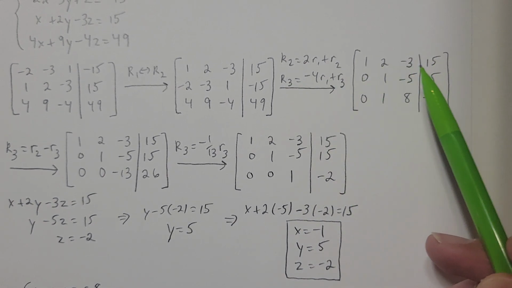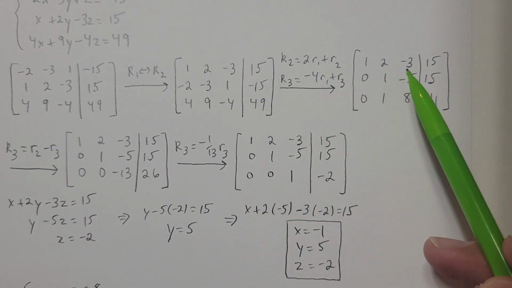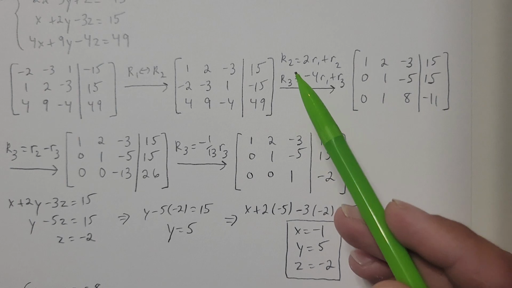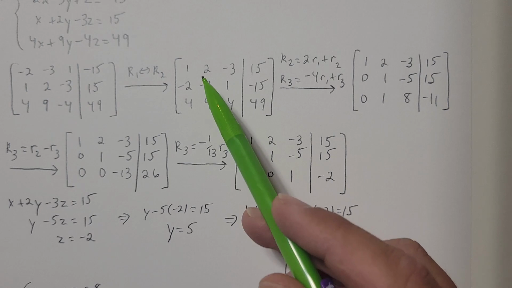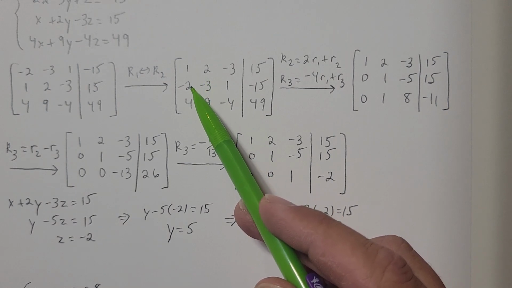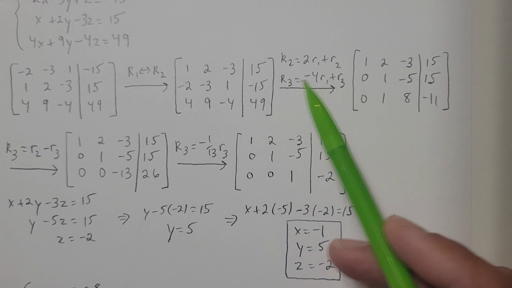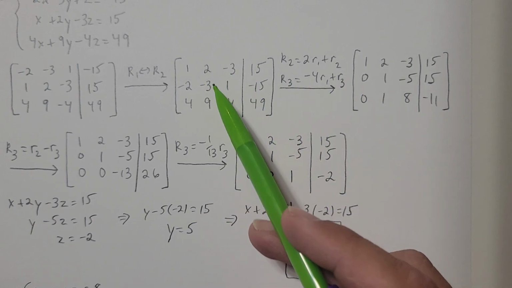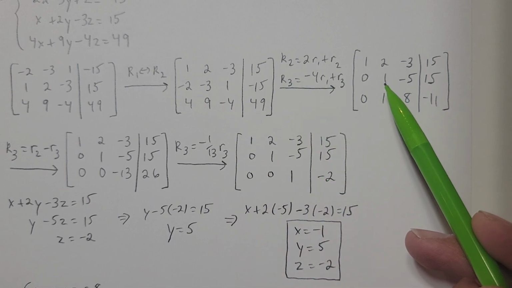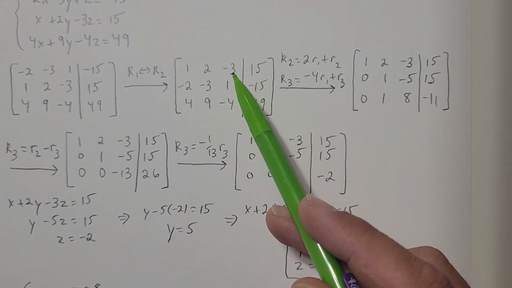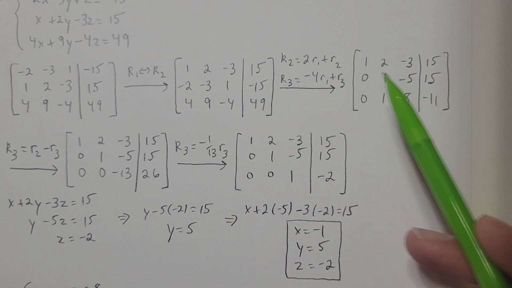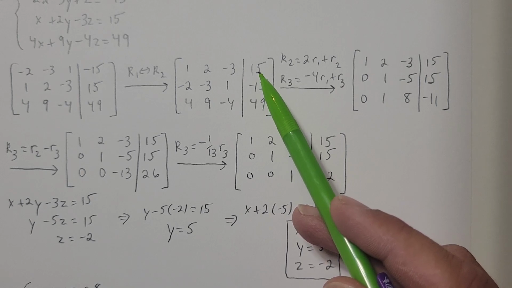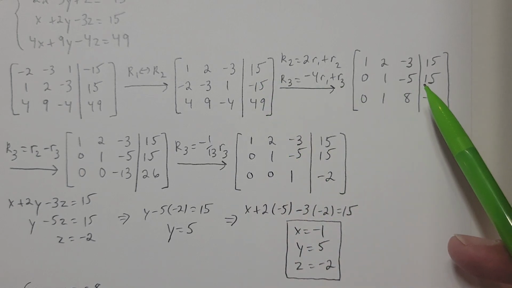Here's the new matrix. Row 1 is going to stay as is: 1, 2, negative 3, and 15. Then for row 2, we're taking 2 times row 1 plus row 2. So 2 times 1 is 2, plus negative 2 is 0. 2 times 2 is 4, plus negative 3 is 1. 2 times negative 3 is negative 6, plus 1 is negative 5. And 2 times 15 is 30, plus negative 15, that's 15. So that'd be row 2.